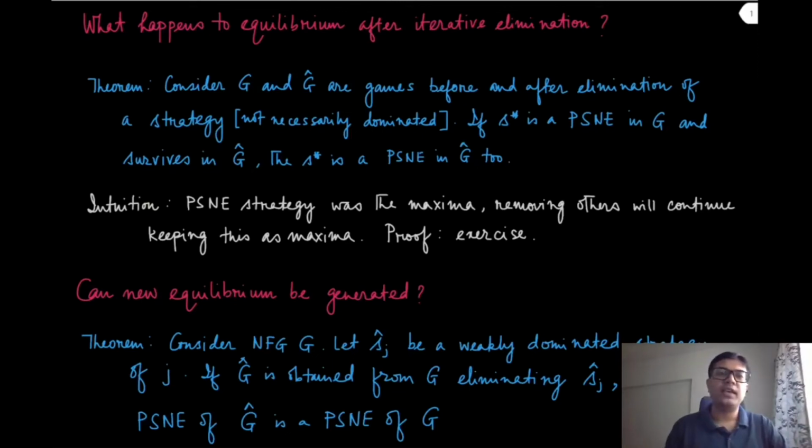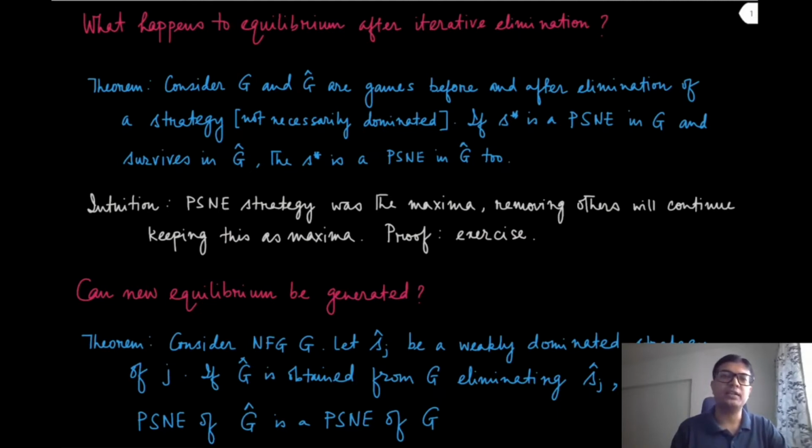We have seen the effect of iterative elimination of dominated strategy with the max-min strategy, and we have seen that for the player whose strategy has been eliminated, that agent does not have any effect on the max-min value. For other players, the max-min value might change. Now, in this module, we are going to ask a very similar question, but for pure strategy Nash equilibrium. What happens to this PSNE after you do an iterative elimination of a dominated strategy?